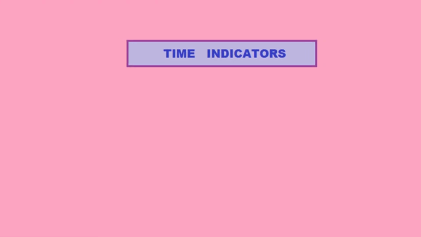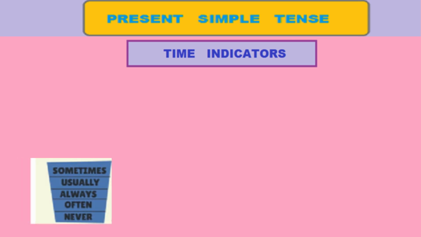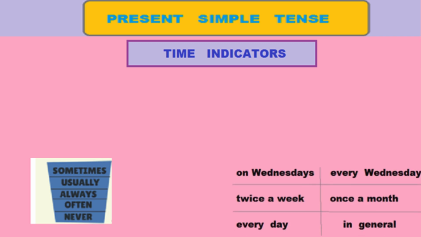Time indicators. Time indicators help to determine the tense in a sentence. For the present simple tense, the following time indicators are typical: always, usually, often, sometimes, never, on Wednesdays, every Wednesday, twice a week, once a month, every day, in general.